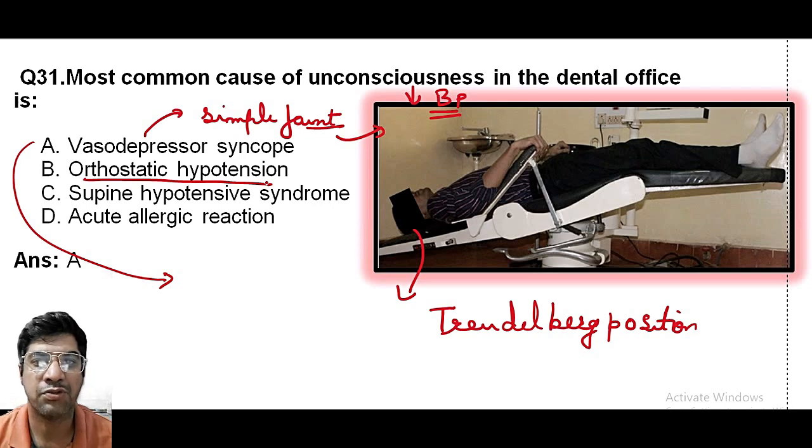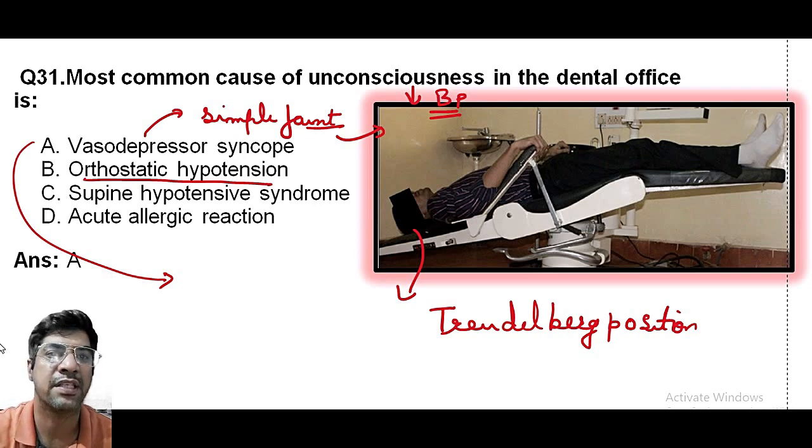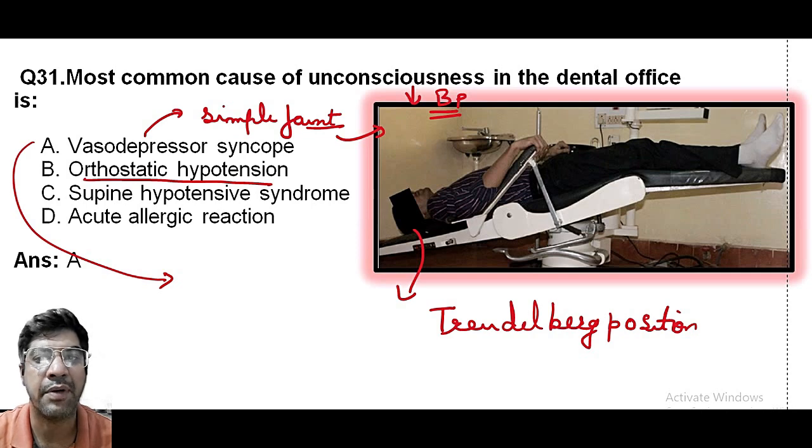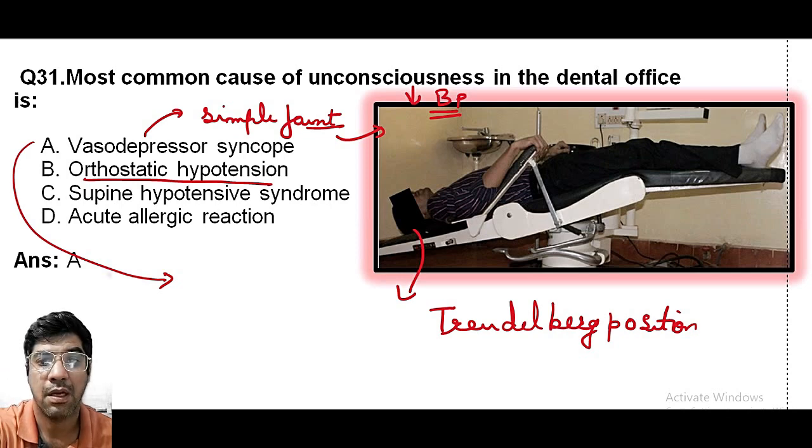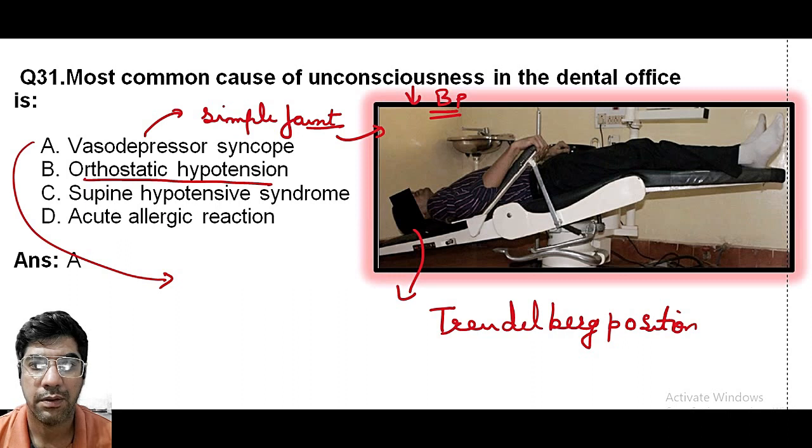Orthostatic hypotension can occur due to conditions like dehydration, insufficient fluid level in the body, which can reduce the blood volume, leading to lower blood pressure when standing. Certain medicaments like antihypertensive drugs and diuretics can cause orthostatic hypotension. The hallmark symptom of orthostatic hypotension is a sudden drop in blood pressure upon standing.